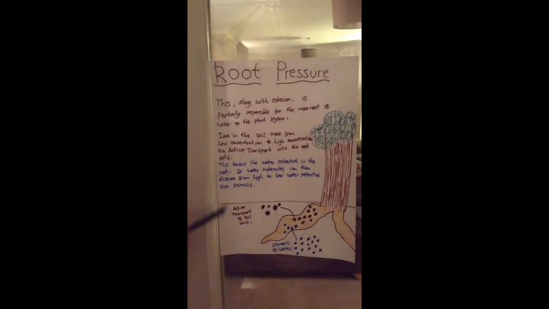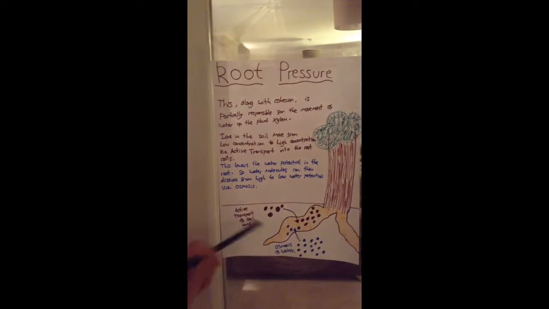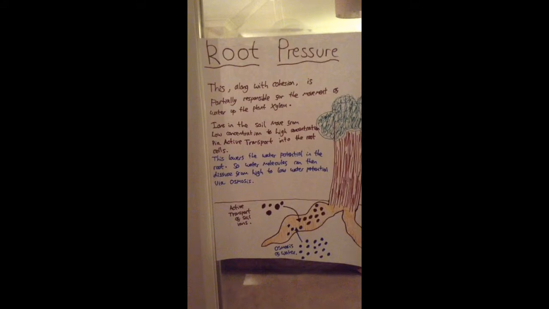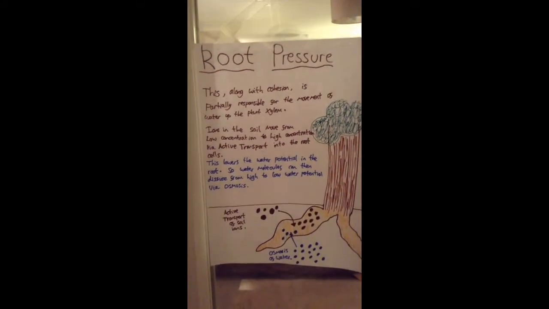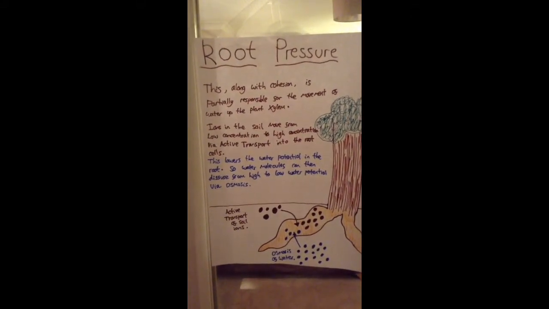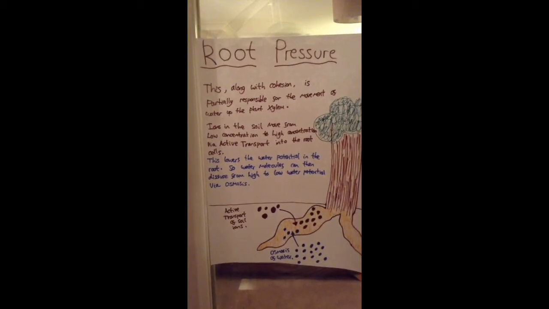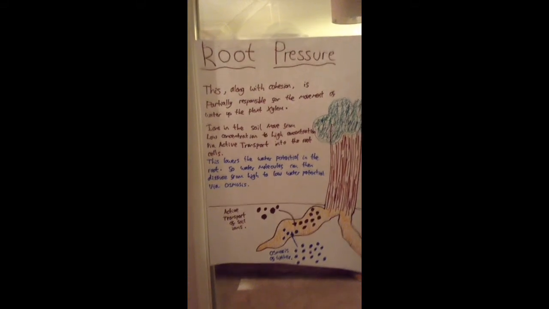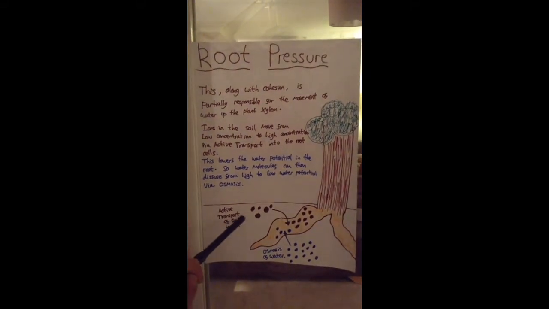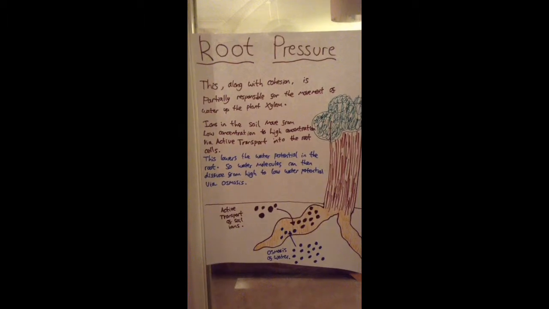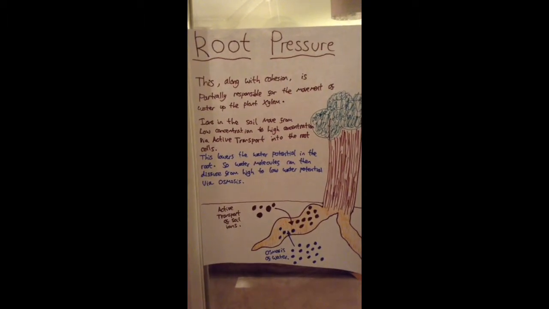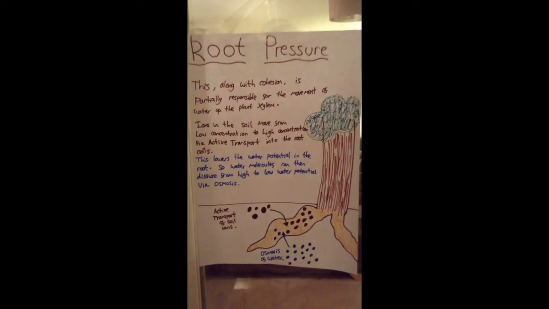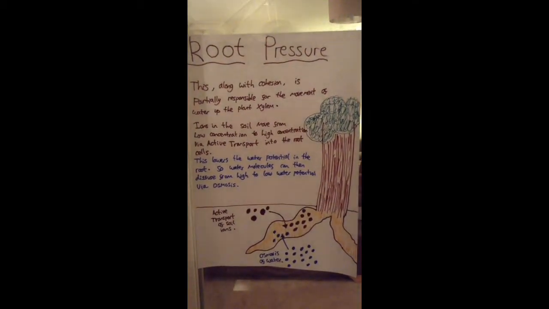So we start by saying that in the soil, which is here, there are ions. And if you can remember, ions need to travel into things by active transport. This requires energy in the form of ATP. And the ions travel from a low concentration to a high concentration. So they will diffuse by active transport into the roots. Once that's happened, the water potential in the roots is lowered, because there are so many ions, there's a lower water potential.